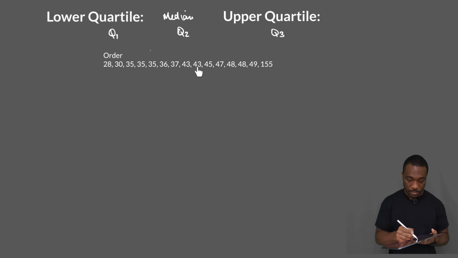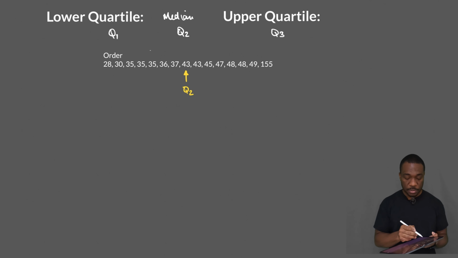And then 1, 2, 3, 4, 5, 6, 7 on that side. So we know that this is going to be our Q2, which is the median. So we've already done that.